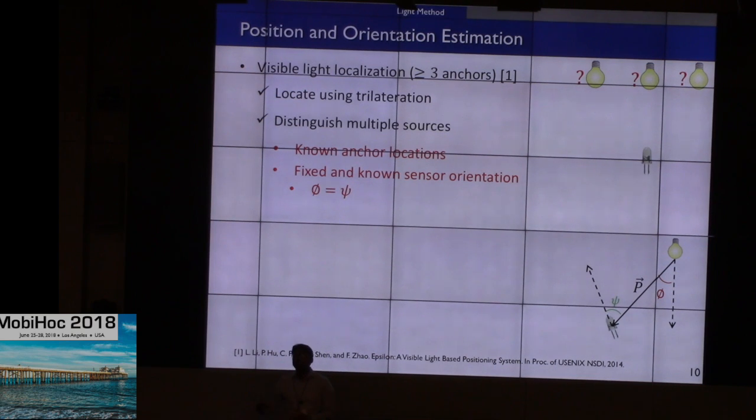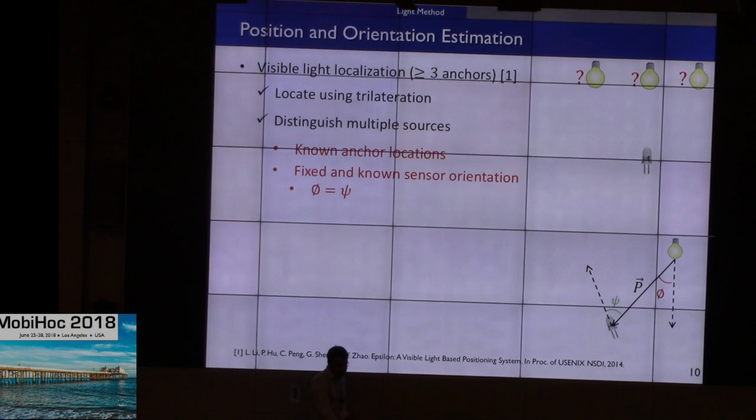However, even if the position of the light anchors are known, these prior works assume a fixed and known orientation of the light sensors as well, so that the light intensity equations can be written in terms of the distance only, and they can do trilateration. However, that is clearly not the case in SearchLight, because we consider mobile devices which can have a random orientation and then they can rotate as well.